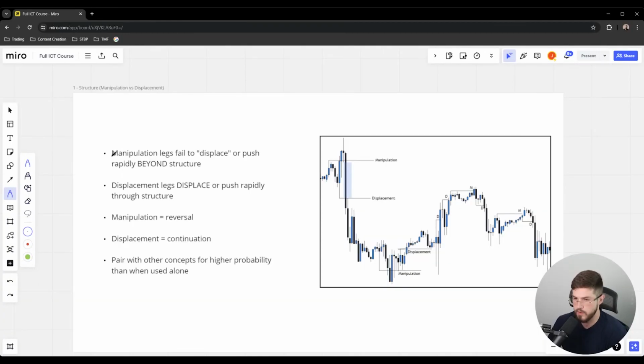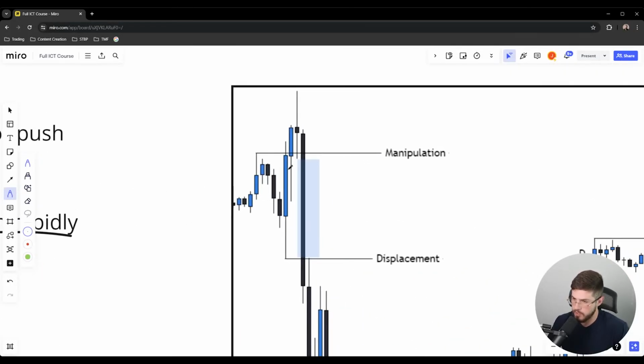ICT. So to review, manipulation legs fail to displace or push rapidly beyond structure, and displacement legs, well, they displace or push rapidly through structure. If you get manipulation, you're going to look for reversal. So notice right here, the market pushed up through a high, and we did not form any fair value gaps. We didn't get a real energetic push. And what happened? The market reversed.